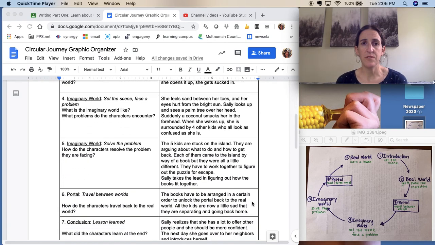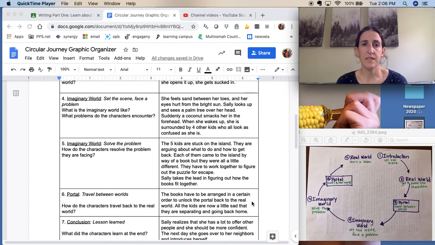She feels sand between her toes and her eyes hurt from the bright sun. Sally looks up and sees a palm tree over her head. Suddenly, a coconut smacks her in the forehead. When she wakes up, she's surrounded by 4 other kids who all look as confused as she is. So I'm going to write a scene explaining where she is and what it looks like. And I'm going to also include in that scene who else is in that imaginary world.